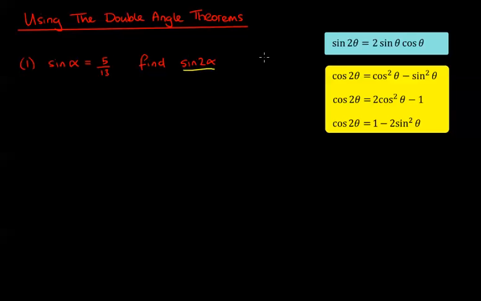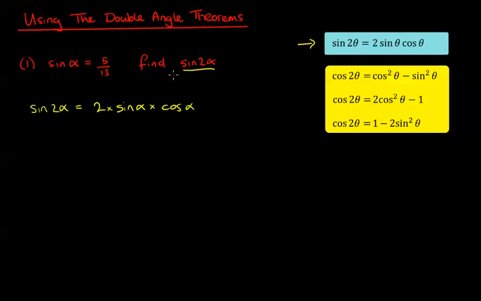So if we're looking at this, we're going to be using this one here because it's got 2 theta: sine of 2 theta equals 2 times sine theta times cos theta. Now, to find sine of 2 alpha, we need to do 2 times sine of alpha times cos of alpha. That's what we need to do.